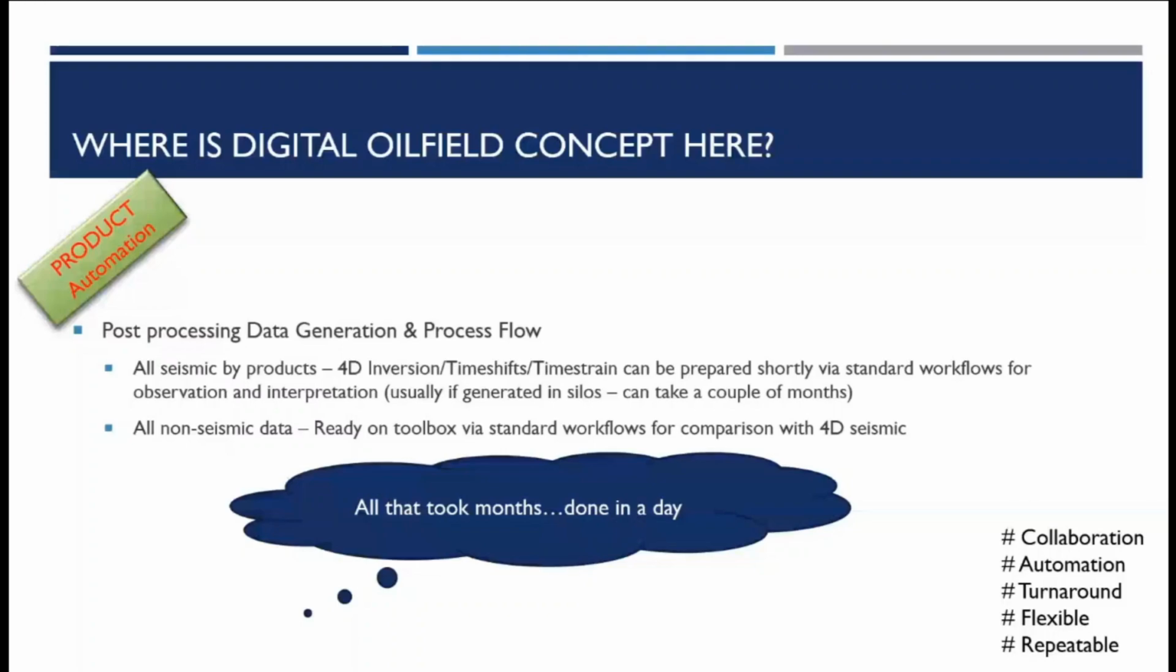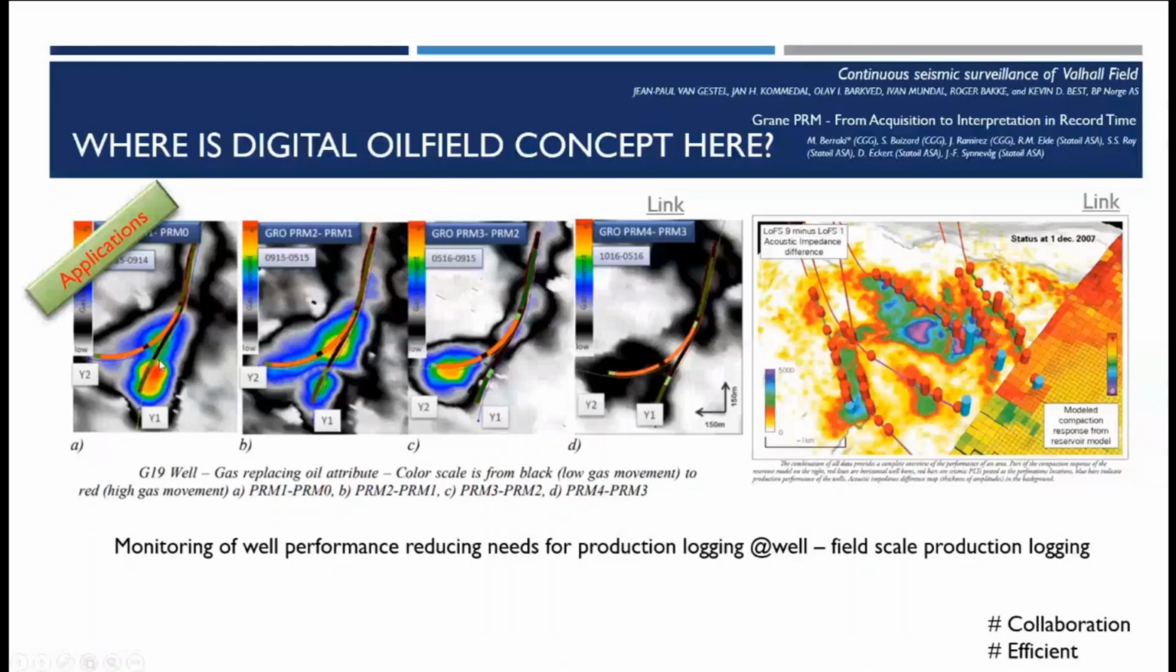Okay, not much is left, but I still need to go through it. Again, now using the applications of the data set out over here. In this particular case, we are looking at a well which has got two branches, Y1 and Y2.